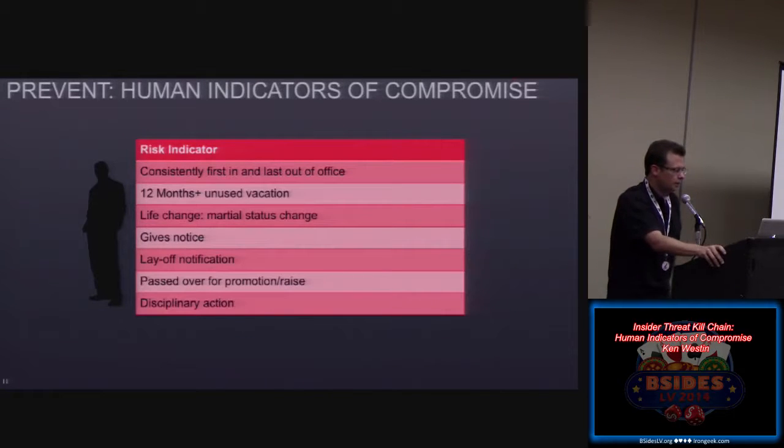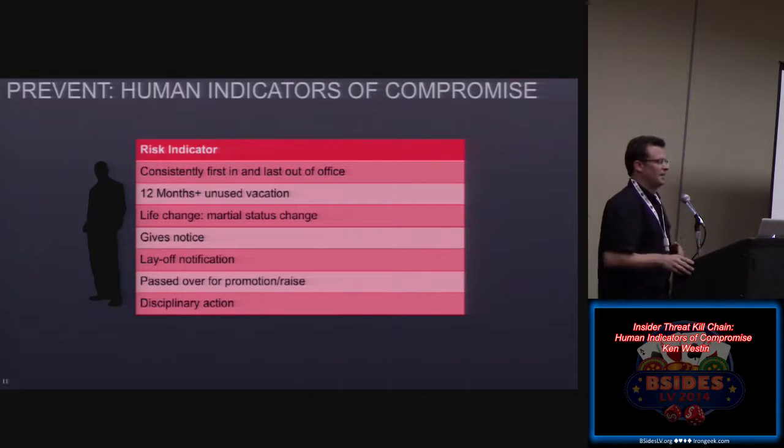So some things we can look at on the prevention side for human indicators of compromise. These are things that your HR department is going to watch for. Someone who's consistently first in and last out of the office is usually showing a sign of wanting to be in control. They don't want other people to view their work. Twelve months of unused vacation, a life change, which can be a marital status change, if they give notice, there's a layoff, being passed over for promotion, or disciplinary action.